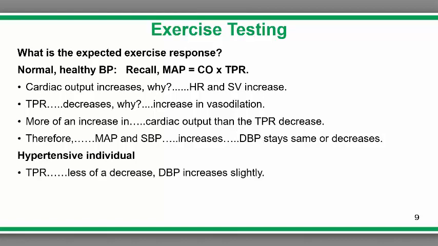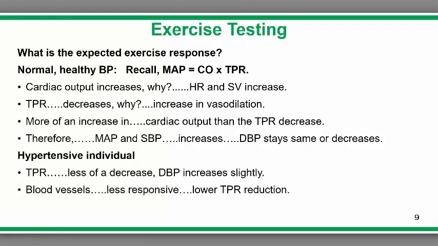Now, the exercise response in a person that is considered to be hypertensive, we begin by taking a look at total peripheral resistance. And so where in the person with a healthy, normal blood pressure recording prior to exercise, the body would normally experience an increase in vasodilation, in a hypertensive individual, there would be less of a decrease in total peripheral resistance. And because there's less of a decrease, the diastolic blood pressure would tend to increase slightly.